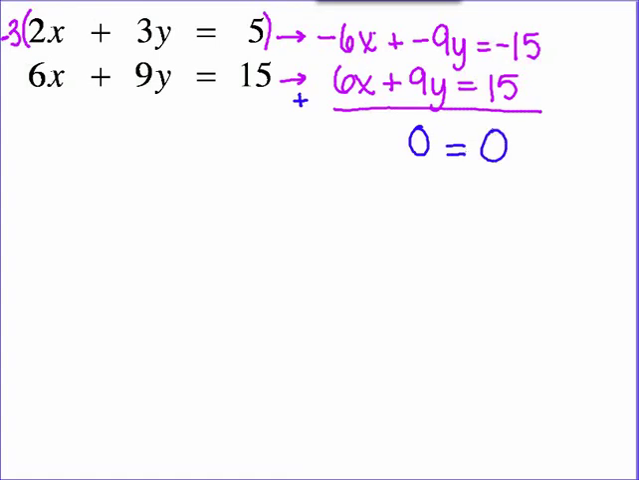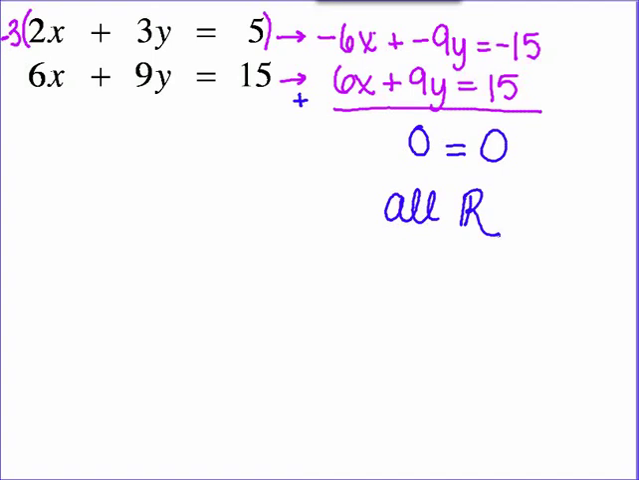0. Is this a true statement? Does 0 equal 0? Yeah. This is a true statement. Since this is a true statement, this is going to be your solution. It's going to be all real numbers.